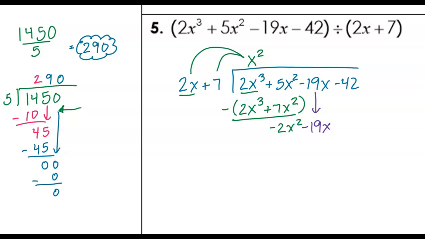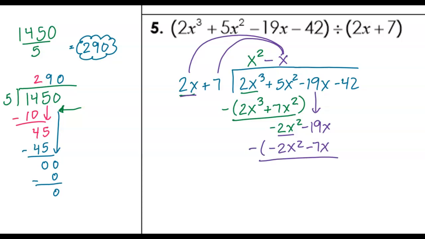Now it's just repetition. What do you multiply 2x by to get negative 2x squared? Negative x, yes. It needs to be a negative 2x squared, so you multiply it by negative x. Negative x times 2x is negative 2x squared. Then, because we multiplied by the first term, we also need to multiply by the second term. Negative x times 7 is negative 7x. Then we subtract everything.